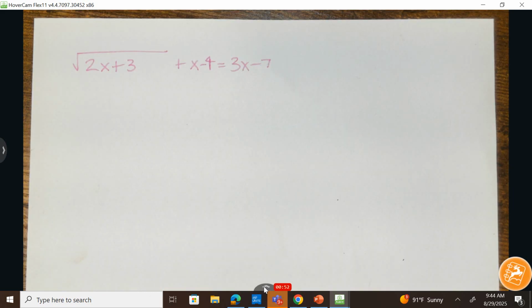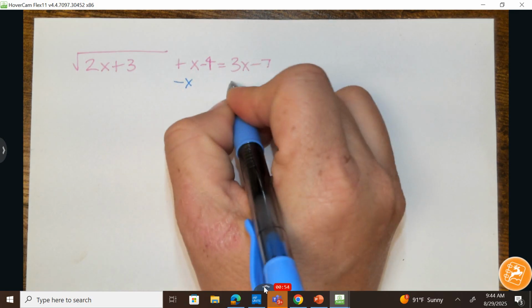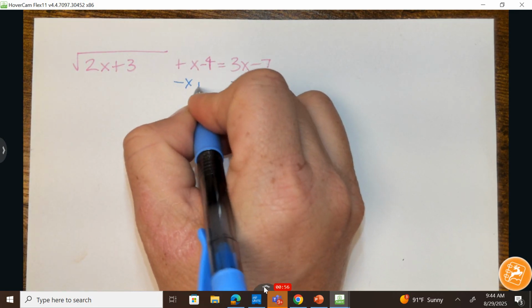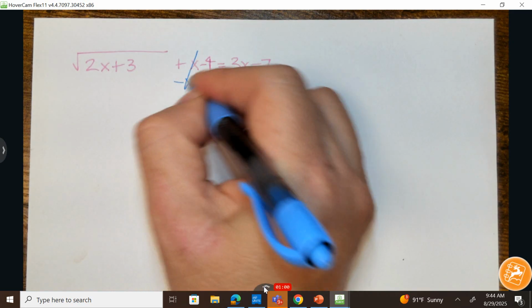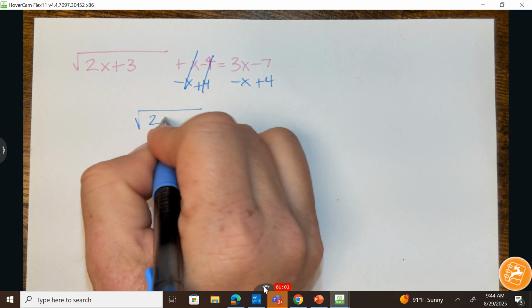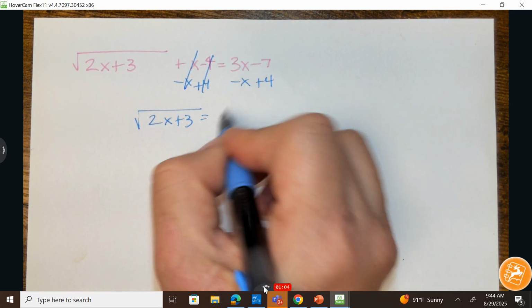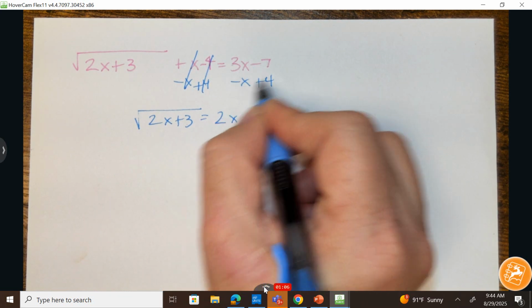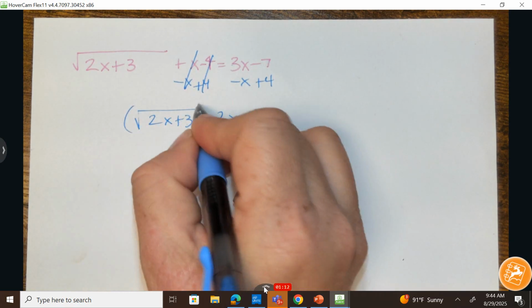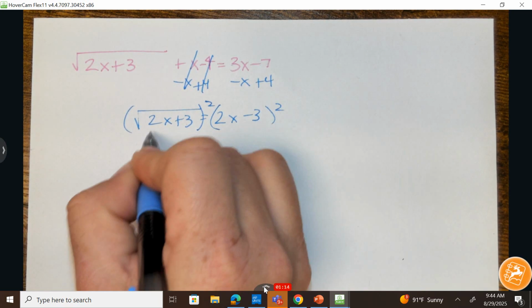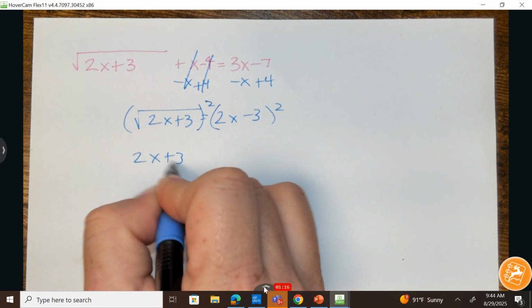In problem number 2, I'm going to start by moving the x over to the left-hand side, and I'll move the 4 also over to the right-hand side. So on the left, I'm left with the square root of 2x plus 3, and now I'm going to combine like terms to achieve 2x minus 3. Okay, once I've done that, we're going to square both the left and the right. On the left, I'm left with 2x plus 3.